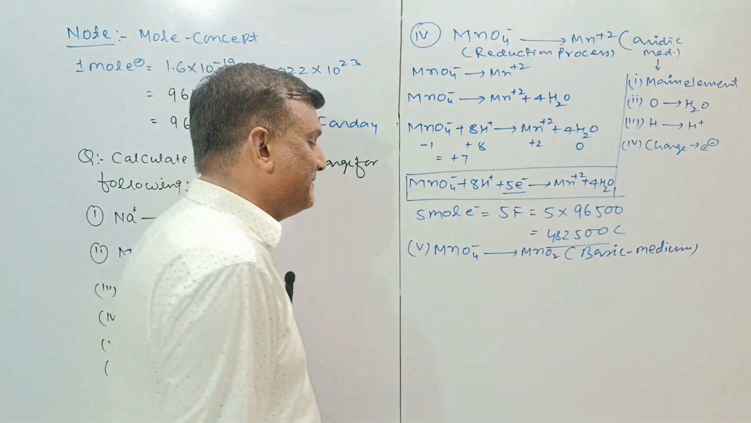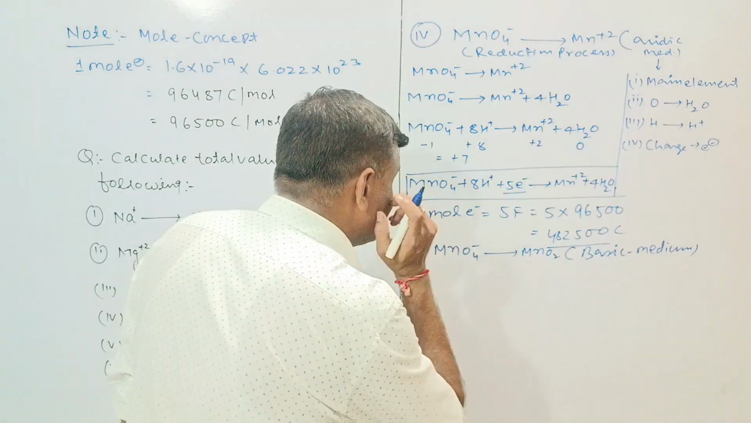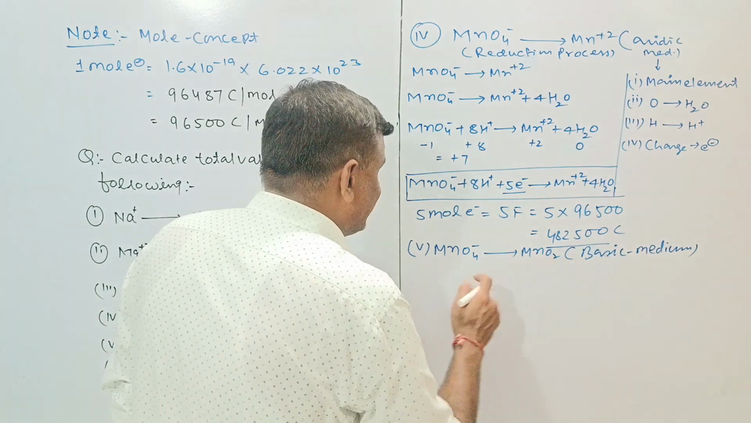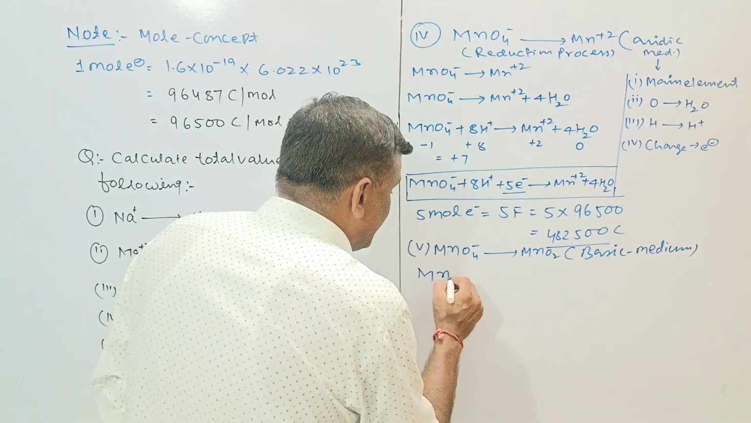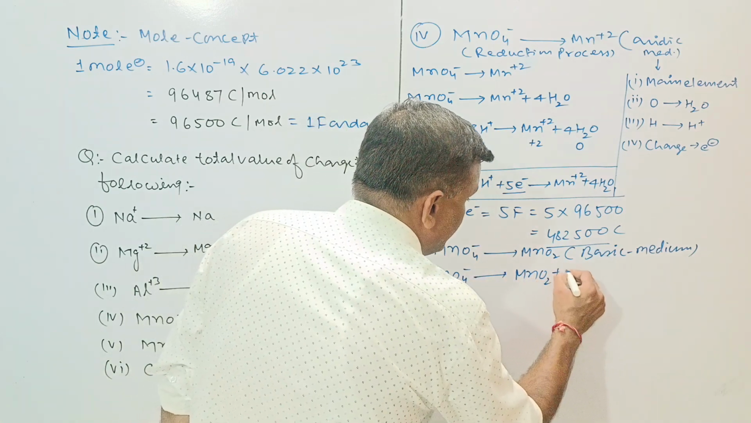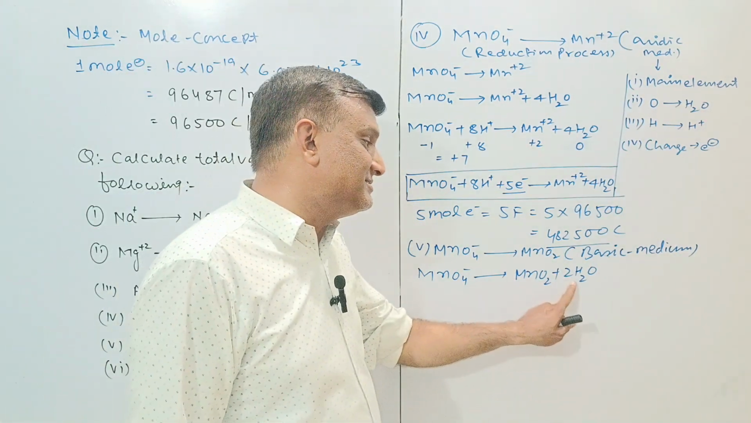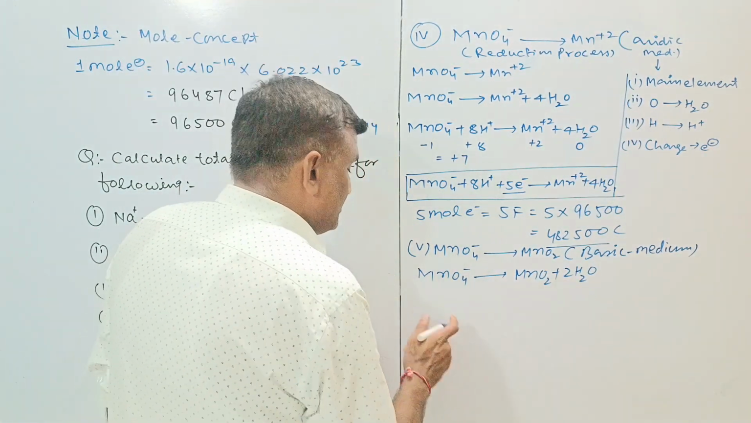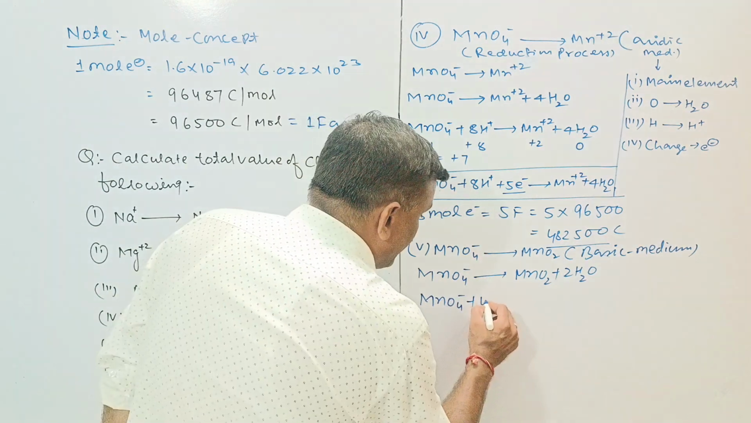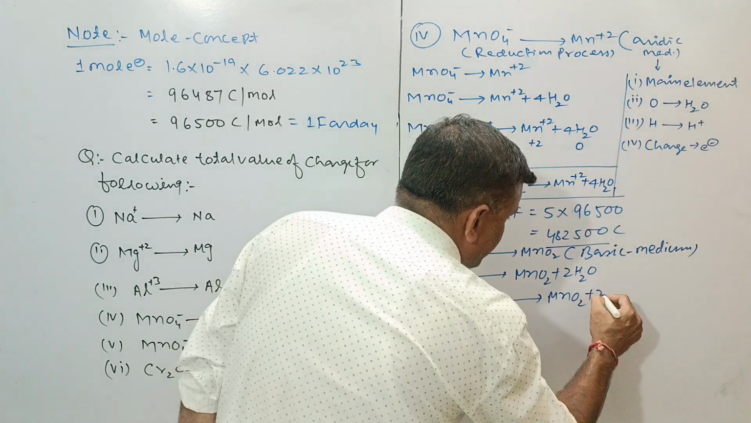Now everything is simple. First of all, you will go with the main element. So this is balanced. Further, oxygen: on the left side 4 oxygen, on the right side 2 oxygen. So on the right side we will use 2 water molecules for balancing of oxygen. This is MnO2 plus 2 H2O. Now it's time to balance hydrogen, 2 2s are 4. So here we use MnO4 minus plus 4 H plus gives you MnO2 plus 2 H2O.